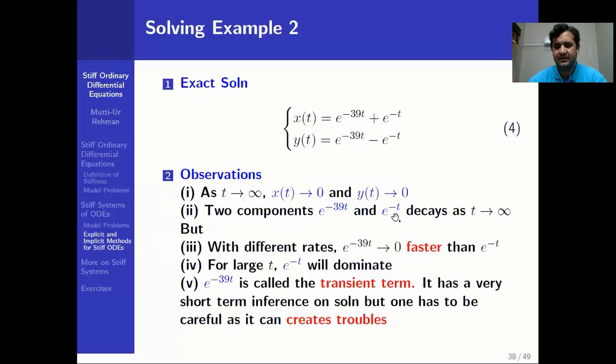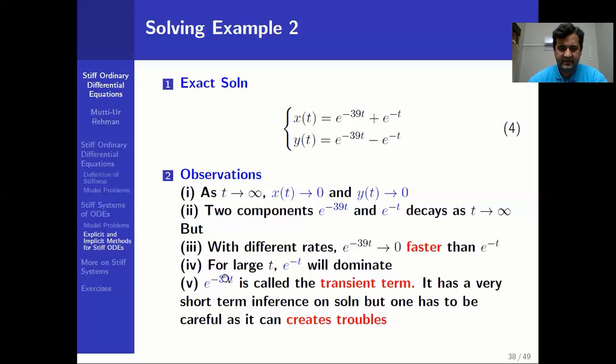Okay, and you will see that this guy will decay faster compared to this guy when t is very large. So it's obvious, it's clear if you just look at these two expressions. Okay, and this means that for large t, this guy will dominate, and it's possible that this guy will kind of disappear from your solution corresponding to the stiff system of ordinary differential equations.